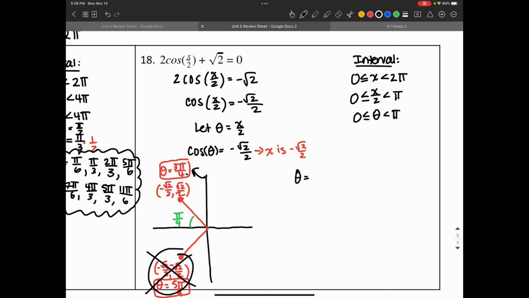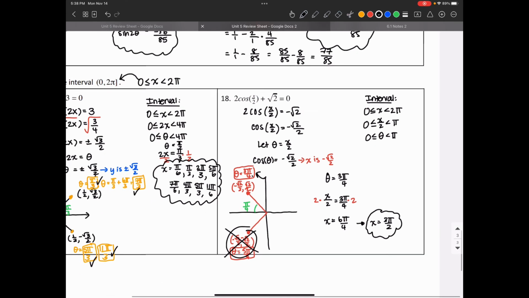So I have theta is equal to 3 pi over 4, but theta I know in terms of x is x over 2, so I have x over 2 is equal to 3 pi over 4. I'm going to multiply both sides by 2, and I'm going to get x is equal to 6 pi over 4, or x is equal to 3 pi over 2. And this should be in between 0 and 2 pi, and it is.